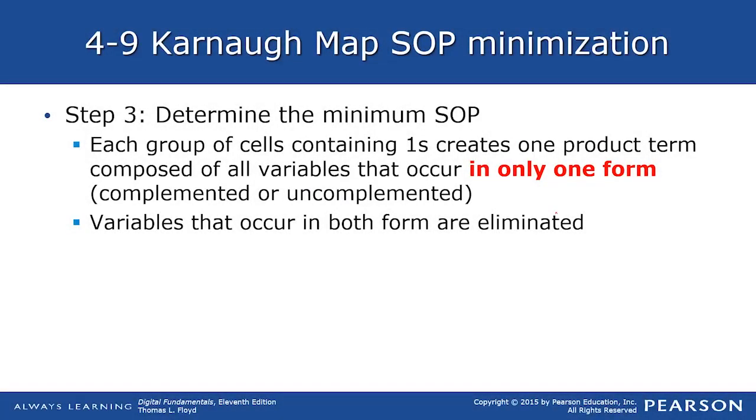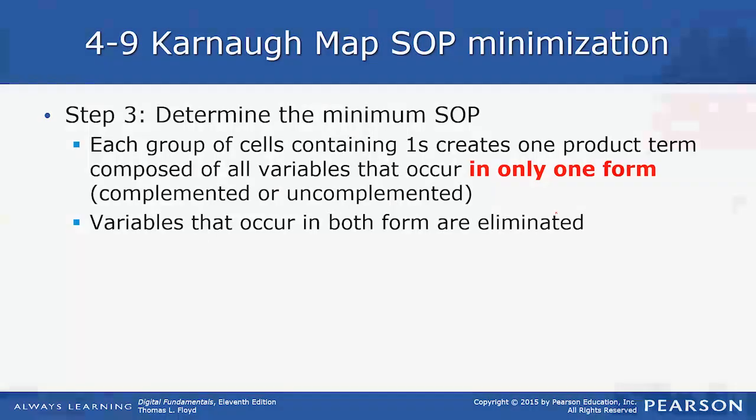Okay, now the final stage is how we're going to find the minimum SOP. Once we finish the grouping, what will be the minimum SOP? For this one, from each group, we just keep the variables that participated in only one form, complemented or uncomplemented. And the variables that participate in both forms in the group will be eliminated.